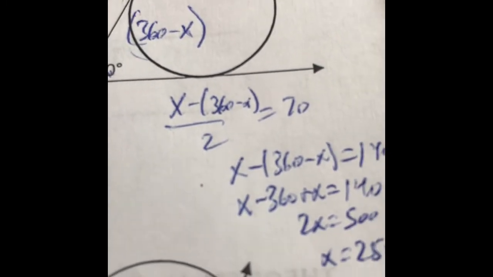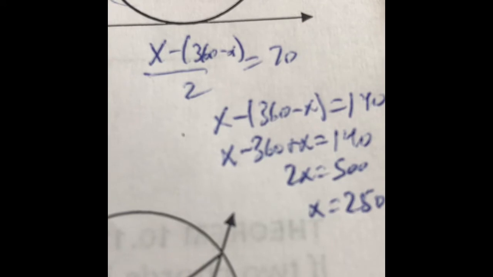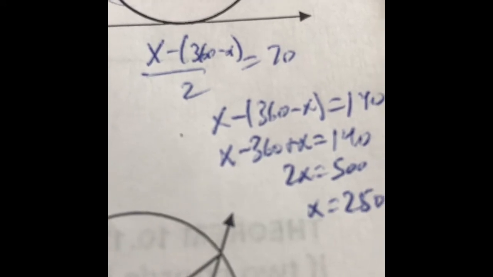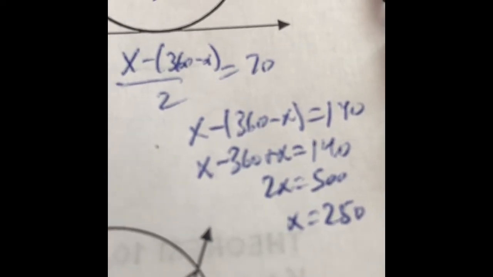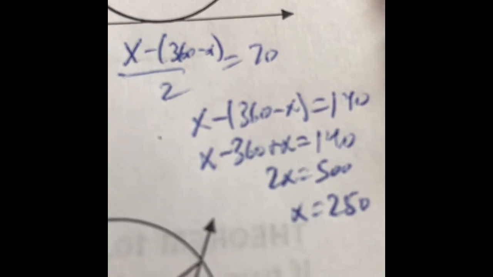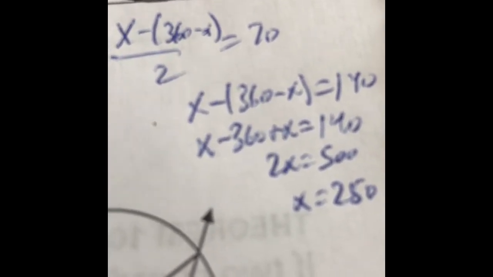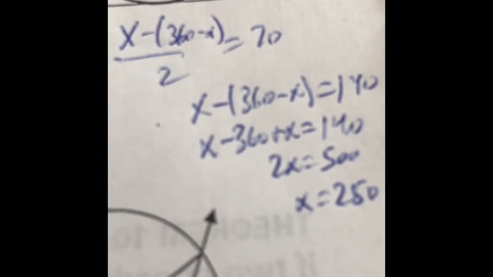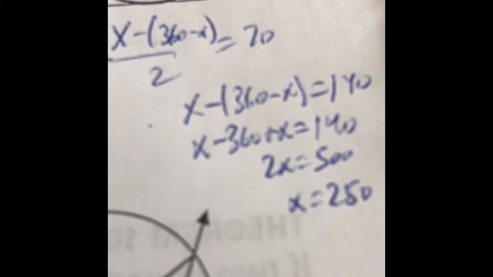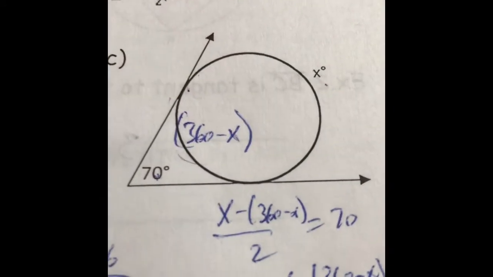So I would multiply 2 to the opposite side, so you now have x minus quantity 360 minus x equals 140. Distribute that negative sign now, so you're going to get a negative 360 plus x. Combine like terms, you get 2x minus 360 equals 140. 2x is 500, so x is 250.